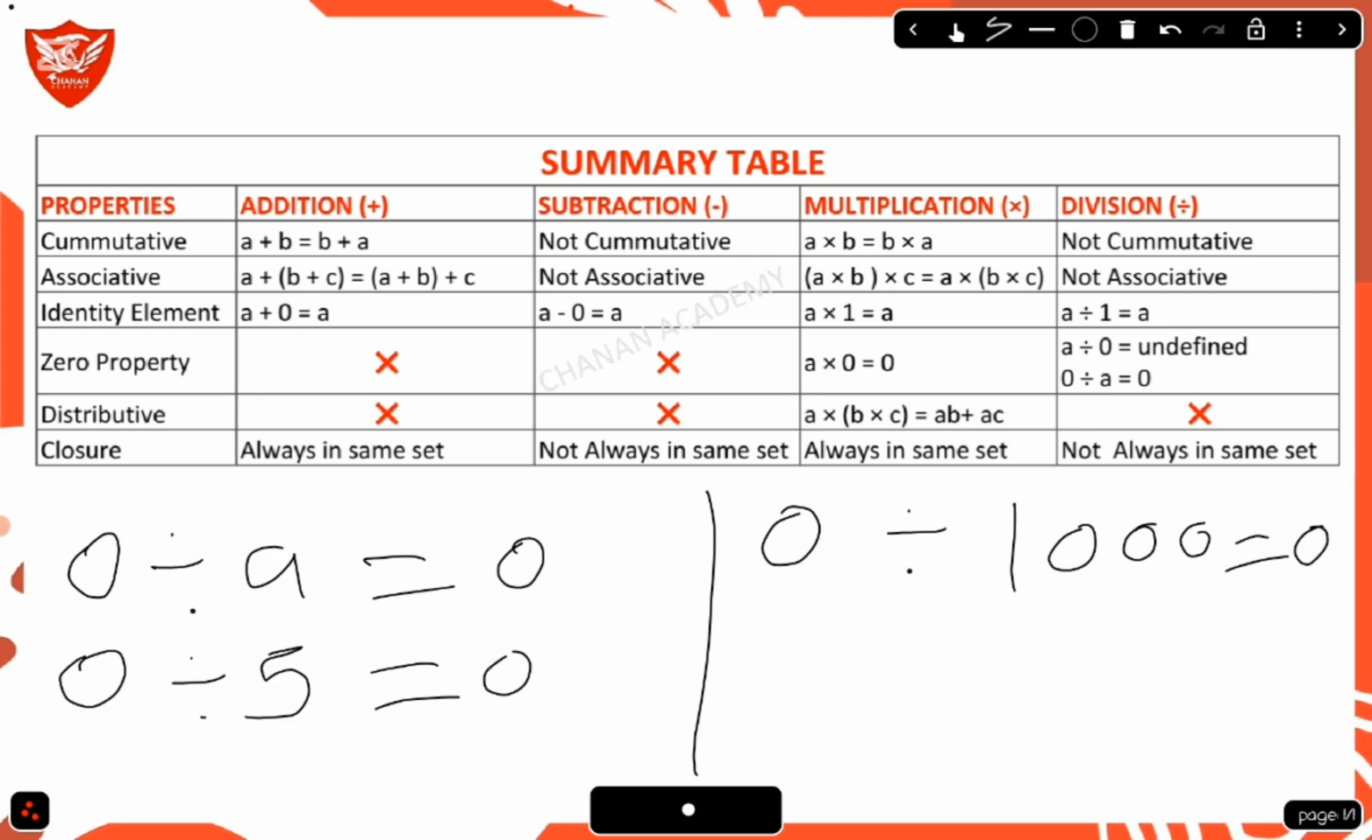For the closure property, I will explain with a table in our next video. Let me just quickly run through it. In our next video, you check the closure property to be able to understand this. The closure property for addition is always in the same set. In our subsequent video, we'll talk about sets.